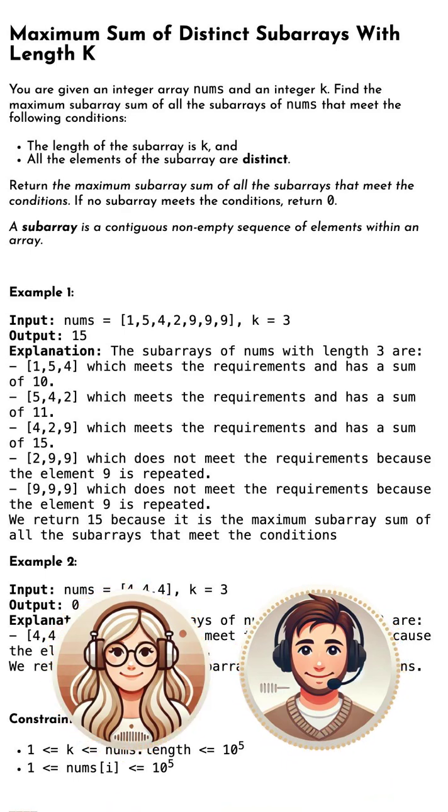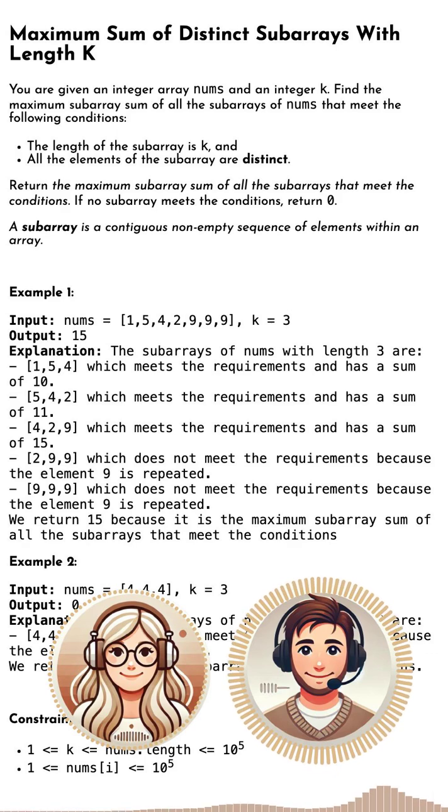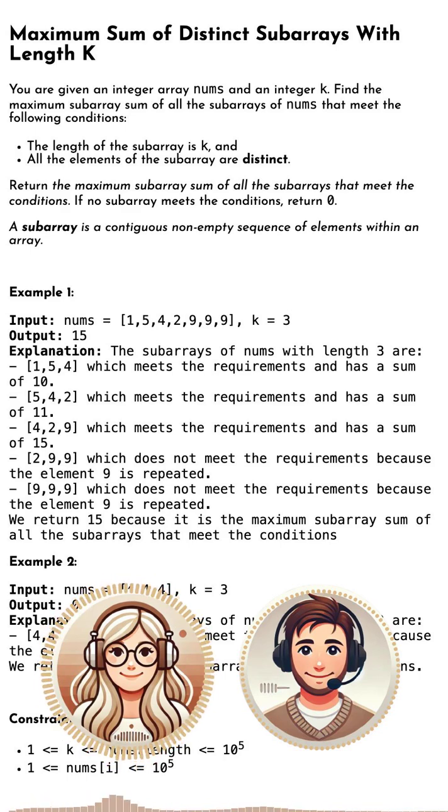Last question. What about negative numbers? Are those allowed in our array? Absolutely. The numbers can be positive, negative, or even 0. Our goal is still the same: we want to find the subarray of length k with unique elements that has the highest sum, even if that sum happens to be negative. Exactly.